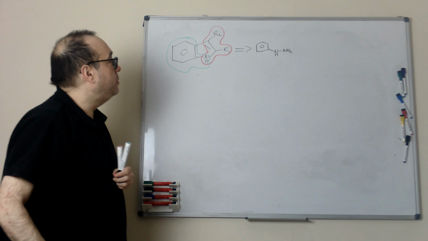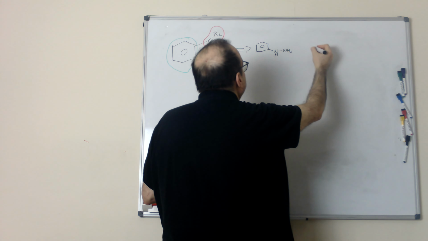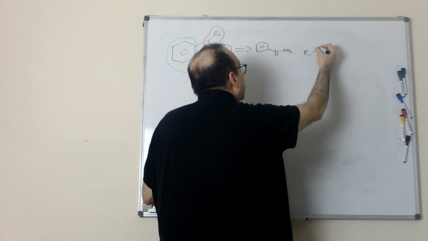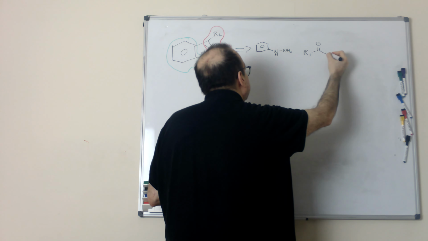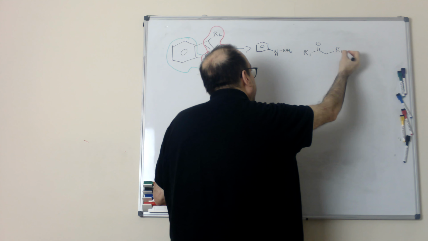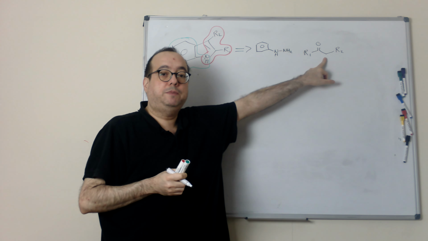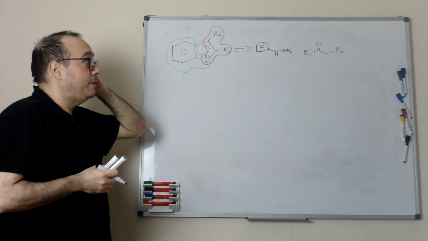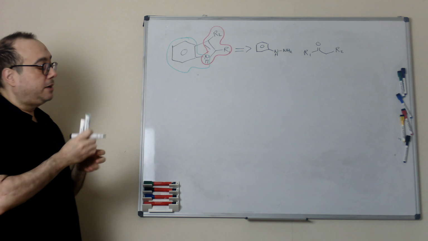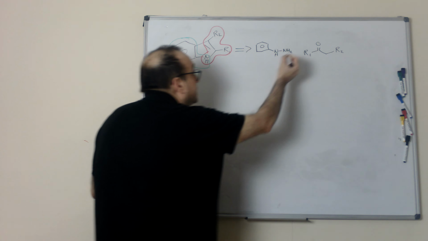While the red part will be a ketone. A ketone or an aldehyde that has to be in a position that is enolizable. This is very important and we will see why. This is the retrosynthesis.